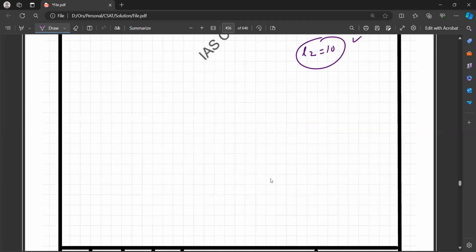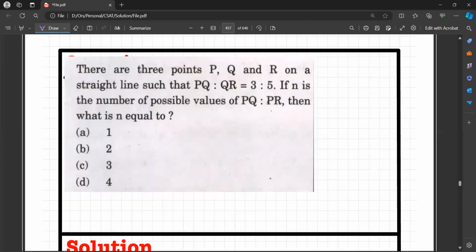Coming to the next question. There are 3 points P, Q, R on a straight line such that PQ is to QR equals 3 is to 5. 3 points, you can arrange it in how many ways? PQR, PRQ, RPQ.